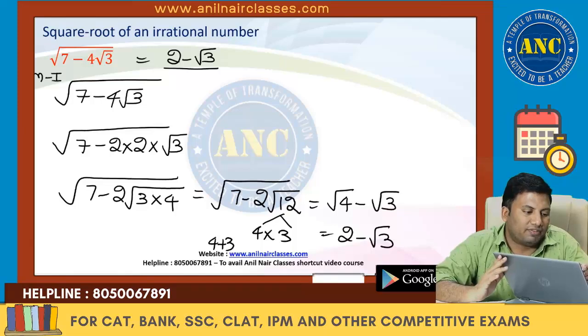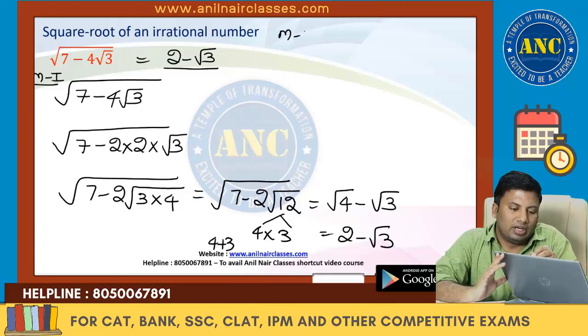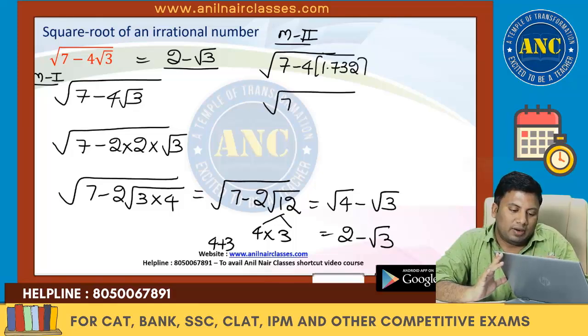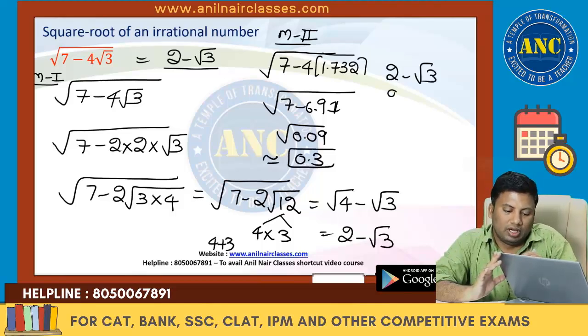It should be of the form 2ab. Method 2: in case you forget this concept, root of 7 minus root 3 is, with root 3 as 1.732, 7 minus 6.91, which is 0.09, approximately close to 0.3. So 2 minus root 3, 2 minus 1.732, is approximately 0.268.